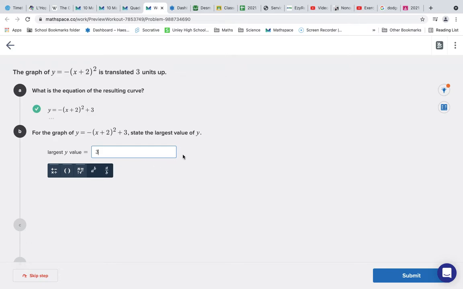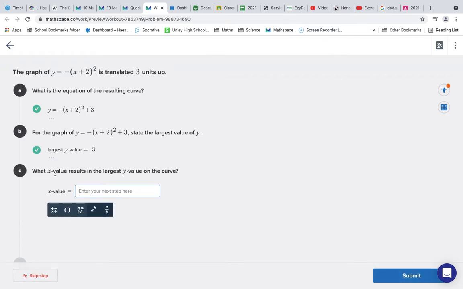I'm using the formula y equals a(x minus h) all squared plus k, where the h and the k values are the turning point. What x value goes with this point? Well, it's the 2. You need to be careful because it's a minus 2. And you can get that from your turning point formula.